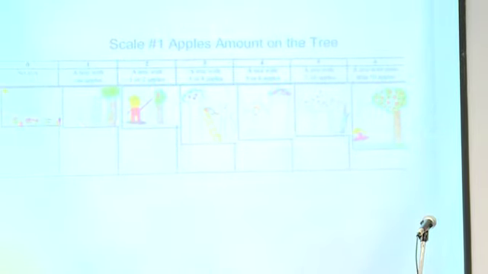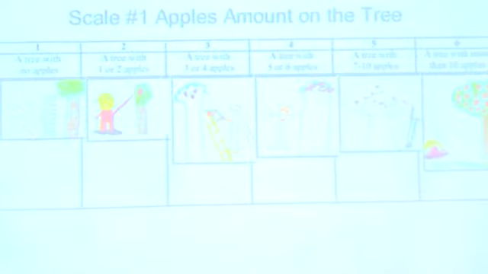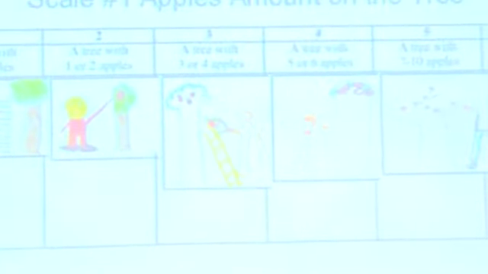Okay, so we developed a Likert scale as well, like Linda and Carmelo, and they range between 0 to 5 or 6. And this one measures the apple amounts on the tree, from 0, no tree at all, to 1, a tree with no apples, to 6, a tree with more than 10 apples.